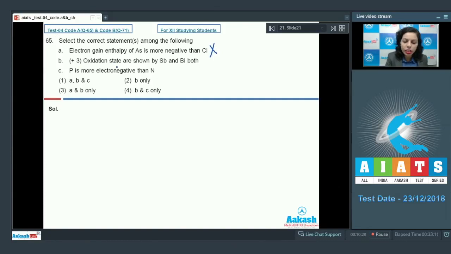Further, +3 oxidation state is shown by both antimony and bismuth. Yes, definitely. This is shown by these two, and it is the correct statement. Further, phosphorus is more electronegative than nitrogen. We know that as we move down the group, electronegativity decreases. So nitrogen is more electronegative than phosphorus. This statement is also wrong. The correct statement is statement B only. That is why the correct option for this question is option 2, and I'll mark it as the correct answer. Now let's take the next question.